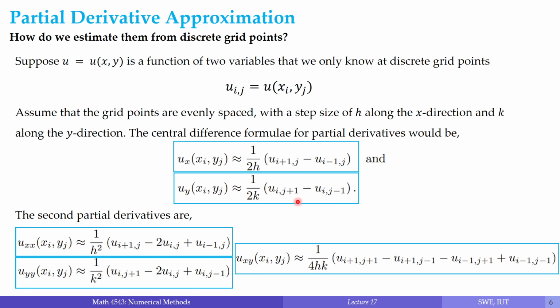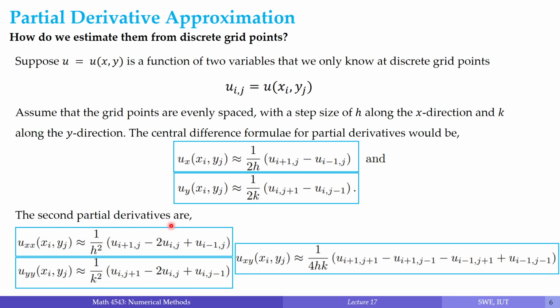Okay, so we are going to take that difference and divide it by twice k. Why? Because this time we are approximating the partial derivative with respect to y, and along the y direction we had a step size of k. So we divide by twice k because the distance between y sub j plus 1 and y sub j minus 1 is of course twice k. That's why we are using twice k in the denominator.